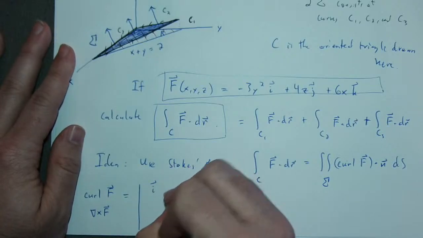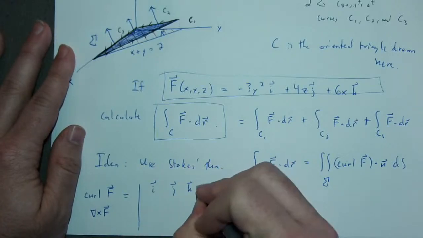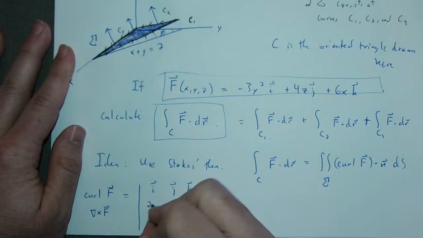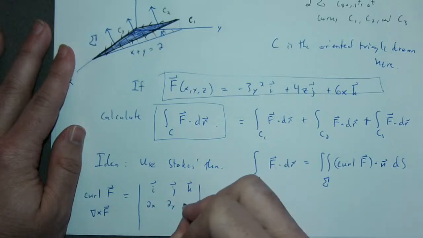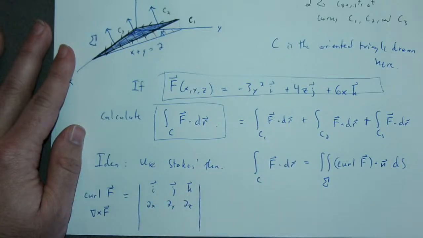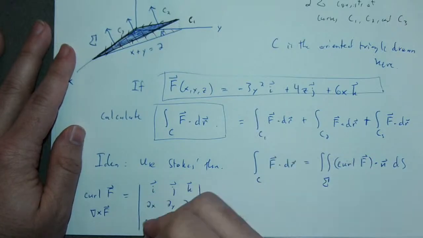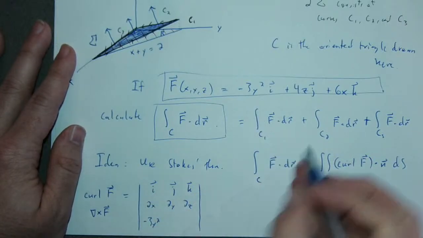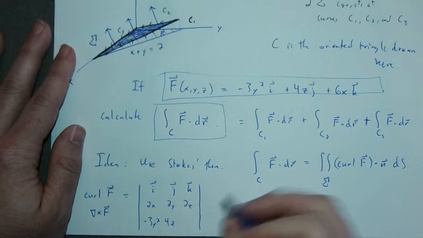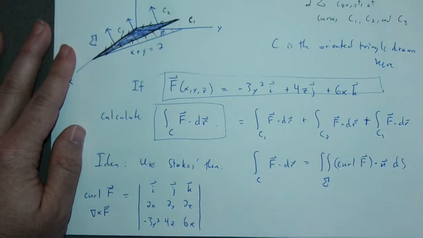So if I'm treating this like a cross product, my first row is i, j, k. My second row are the partial x, y, z operators. Okay, and then now finally I have my pieces of F here. So this is minus 3y squared is in the i slot, 4z is in the j slot, and 6x is in the k slot. Okay.